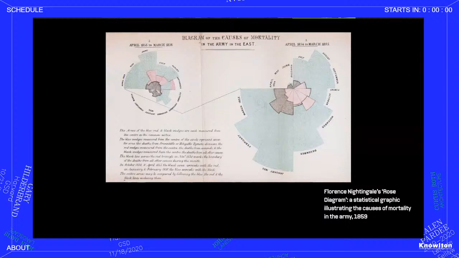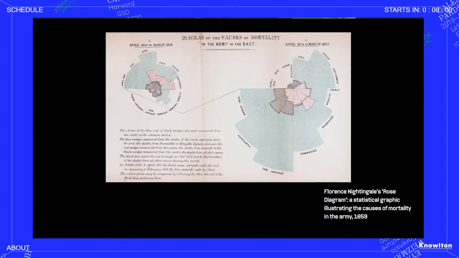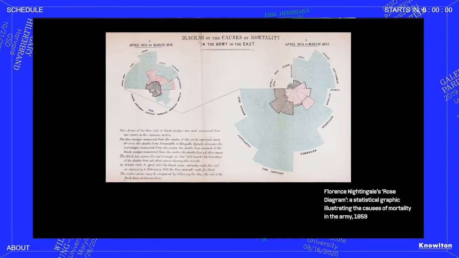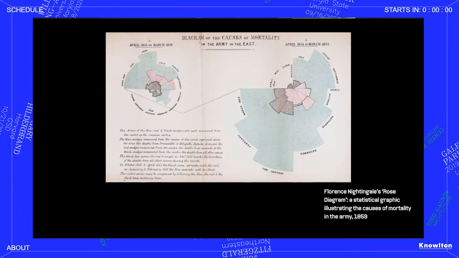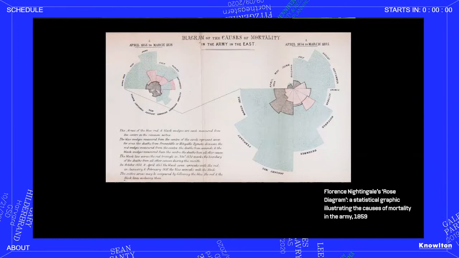she ends up creating this book that has data, a literary account of the Crimean War. Using Nightingale's statistical studies and her own chart type called the Rose Diagram, which is a remix of Playfair's pie chart, she actually convinces the British government to give more funding for healthcare and support for the troops.